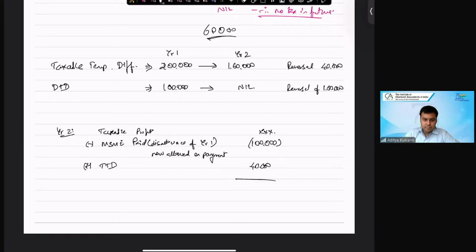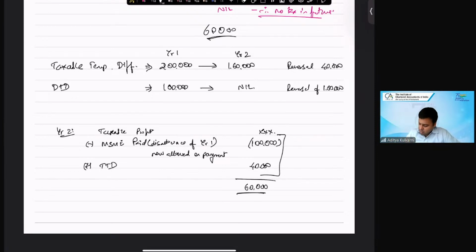So 1 lakh minus 40,000 gives you 60,000. What is this 60,000? You need to still have either liability creations worth 60,000 or profit worth 60,000 to utilize this asset in the future. Yes or no? Are you able to follow now?